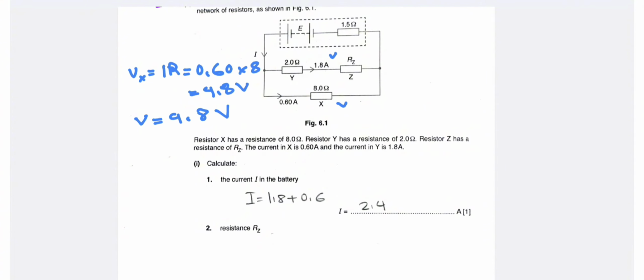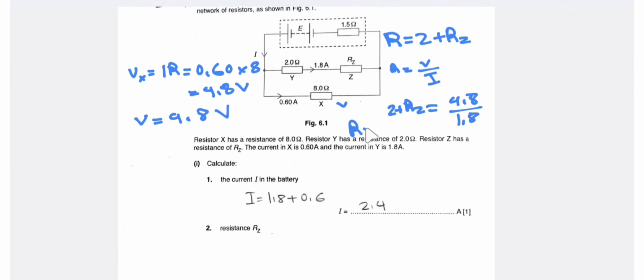So we know the total voltage and we know the current. So what is the resistance? Since Y and Z are arranged in series, the total resistance would be 2 ohm plus RZ. Again, we can use the formula resistance is equal to voltage by current. The total resistance across this junction, 2 plus RZ, is equal to the voltage, 4.8 volt, since in parallel circuits the voltage is the same, divided by the current, that is 1.8. So what is the value of RZ?